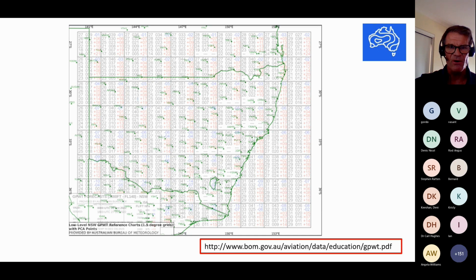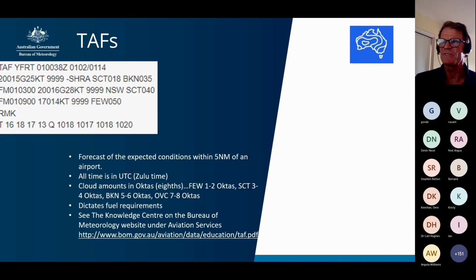Once again, down the bottom of that slide, I've got directions to our knowledge centre within the Bureau of Meteorology website where you can go and get more information about grid point winds and temperatures. And quickly, because I know I'm running a little bit short of time here, let's move on to TAFs and how you read those.